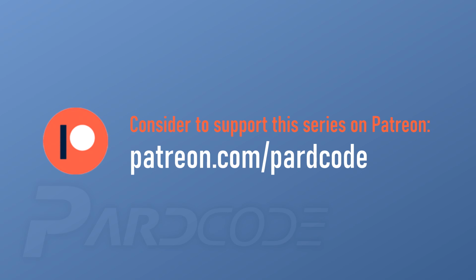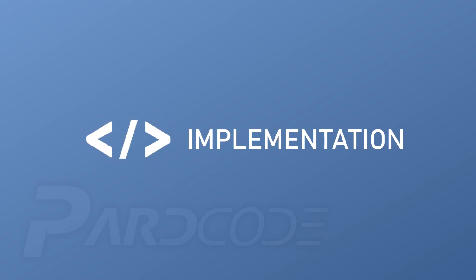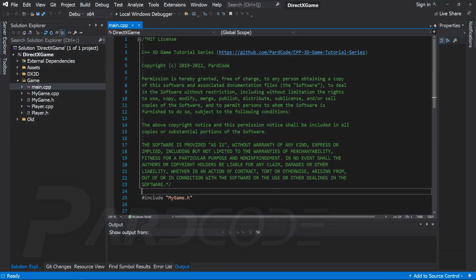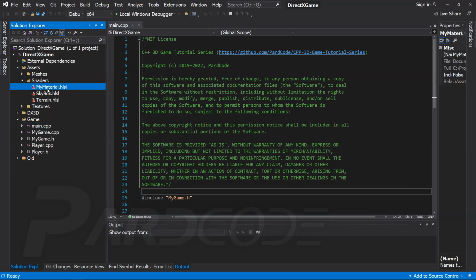Very well, we have gathered all the necessary information to start the implementation. As first thing, let's go to the shader folder and let's rename my material.hlsl file in base.hlsl.